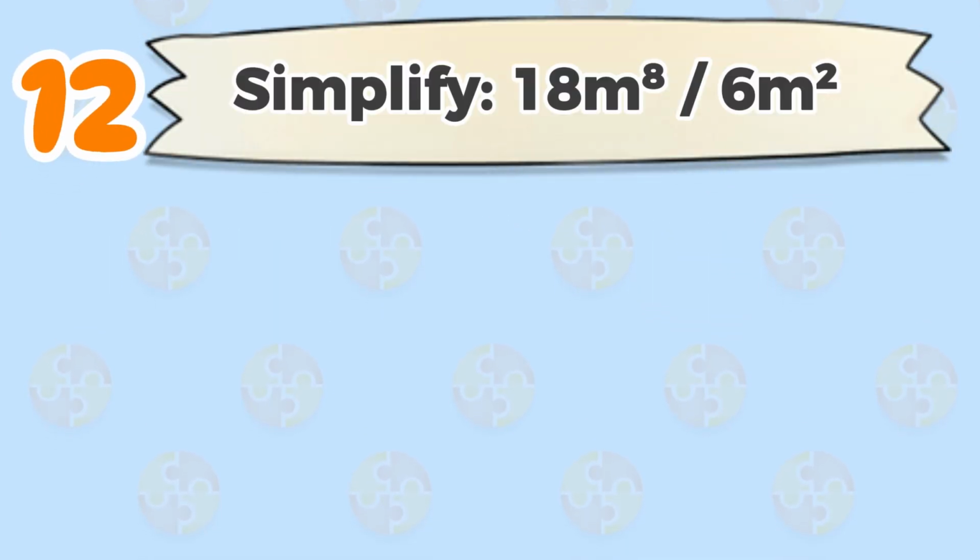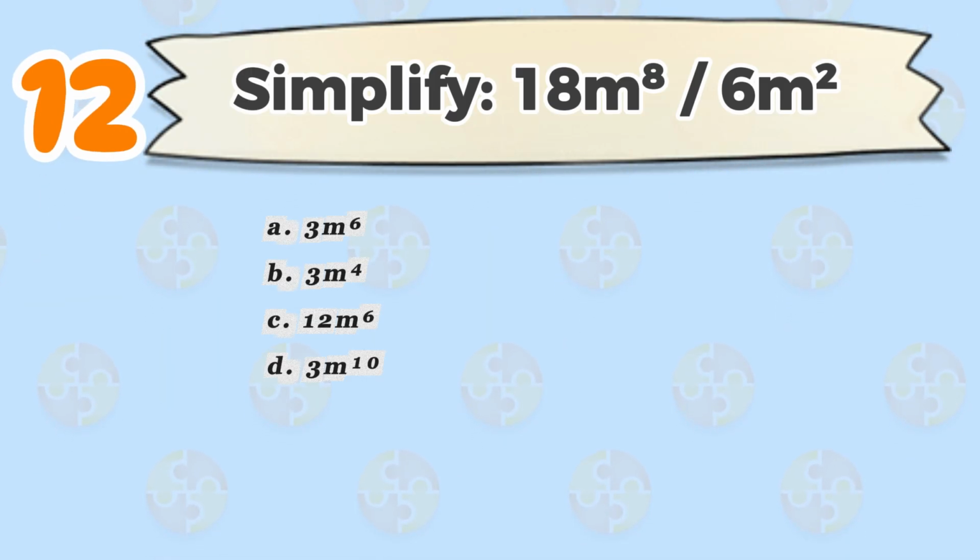Question number 12. Simplify 18m to the 8th power divided by 6m squared. The choices are A. 3m to the 6th power, B. 3m to the 4th power, C. 12m to the 6th power, D. 3m to the 10th power.